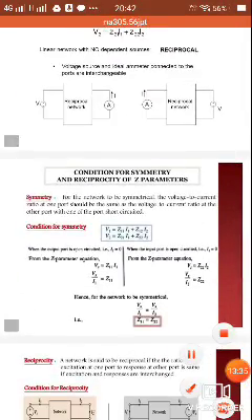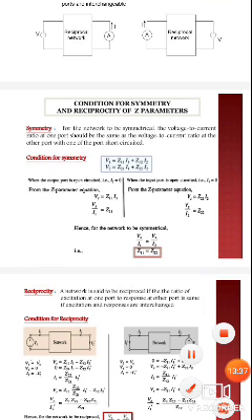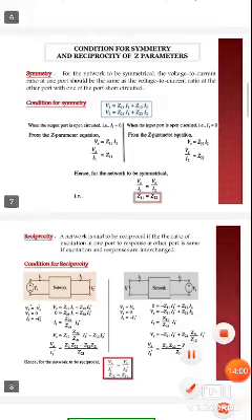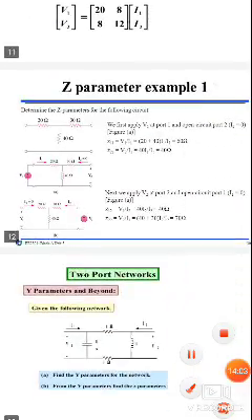Reciprocity means the voltage appearing at port 2 due to current at port 1 is the same as the voltage appearing at port 1 due to current at port 2. That is, Z12 equals Z21.